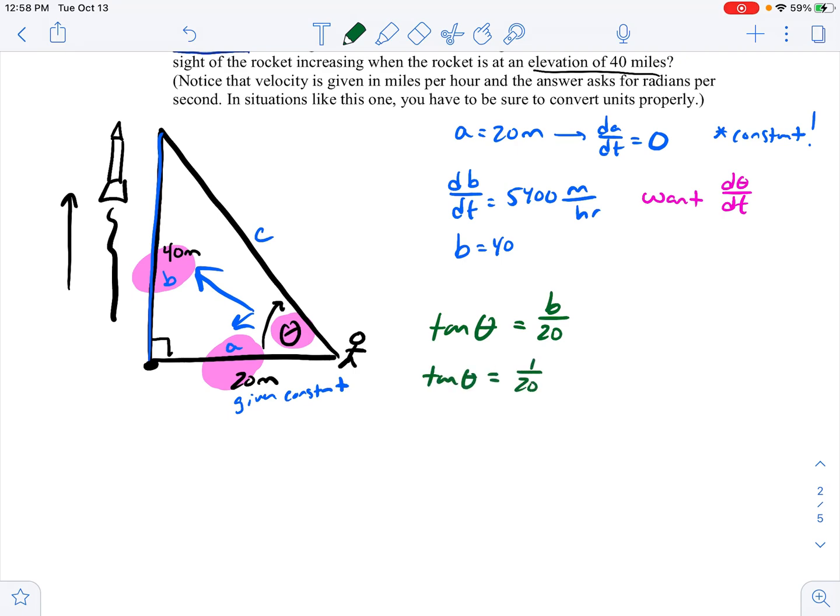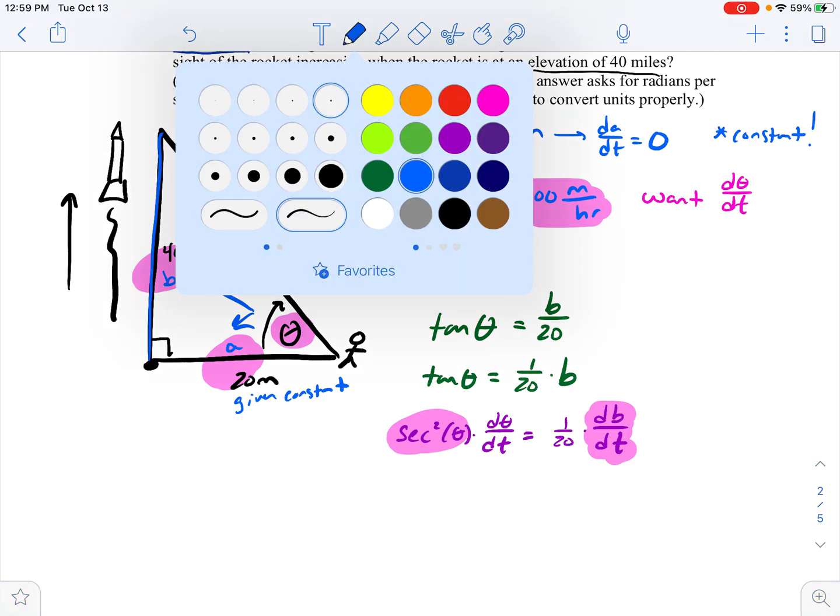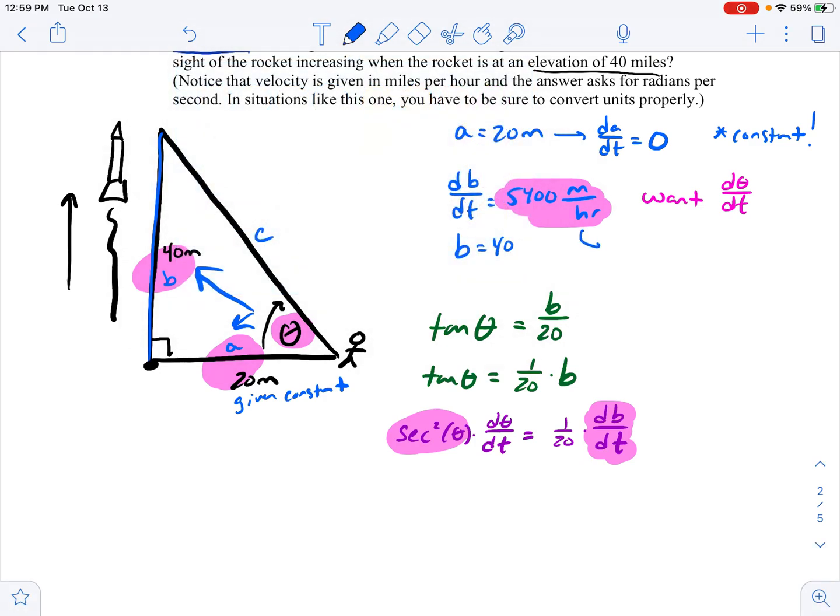Instead of writing it as B over 20, I can write it as 1/20th times B, again, just to get around the quotient rule. Taking the derivative, we'll get secant squared theta times d theta dt. On the right, we get 1/20 times dB over dt. And so to figure out what d theta is, we need to know the value of secant squared. We need to know the value of dB. We know dB, but right now it's in hours. Let's convert to seconds. If it's 5,400 miles per hour, how many miles per second is that going to be?